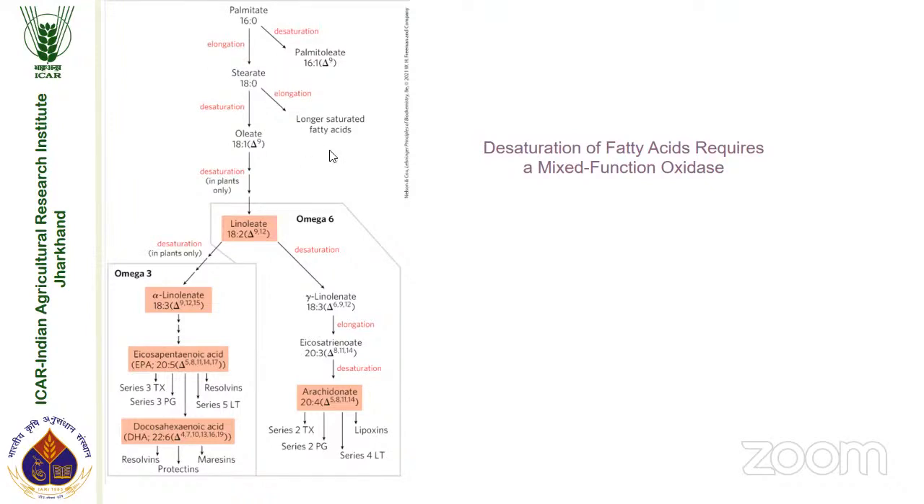you will get the 18 carbon saturated fatty acid stearate. Further elongation will lead to larger saturated fatty acids, or if you desaturate it, it will become oleate, which has one unsaturation at position 9. Further desaturation will lead to production of alpha linolenic acid or gamma linolenic acid, and finally to the omega 3 and omega 6 fatty acid pathways, with the subsequent action of elongation and desaturation leading to production of longer and more highly desaturated fatty acids in the plants. Okay.